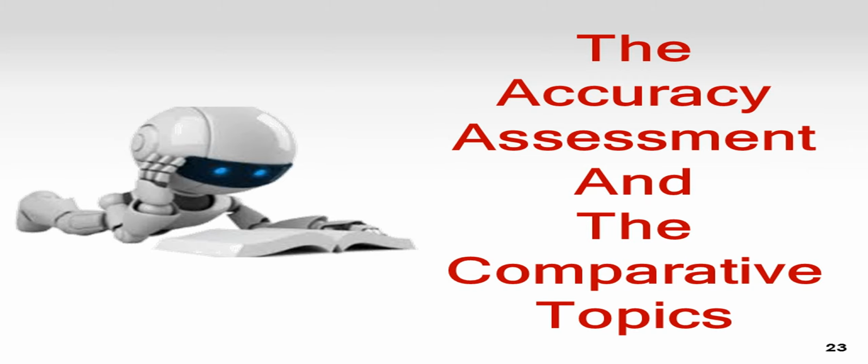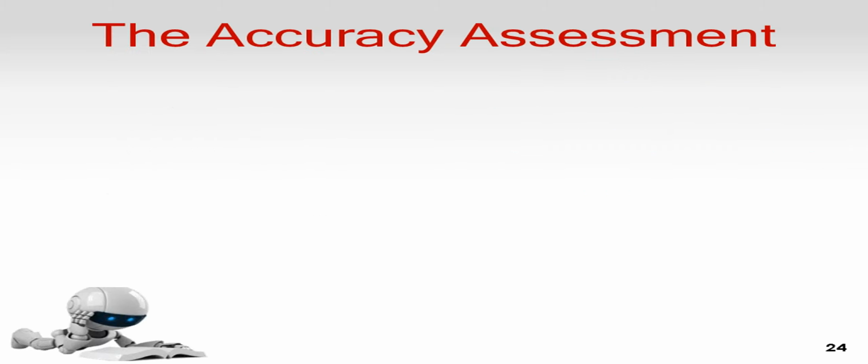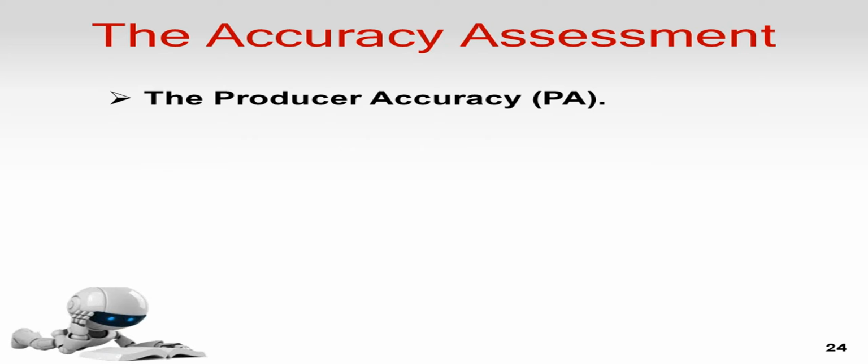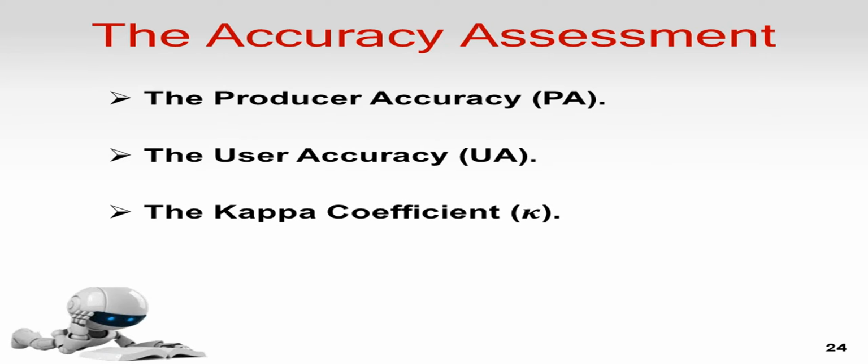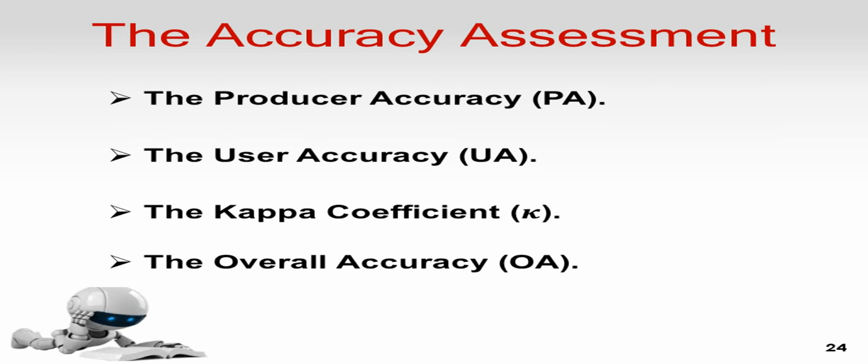The accuracy assessment and the comparative topics. The accuracy assessment: this paper presents four methods for assessing the accuracy of the learning models and remote sensing images: the producer accuracy, the user accuracy, the kappa coefficient, and the overall accuracy.